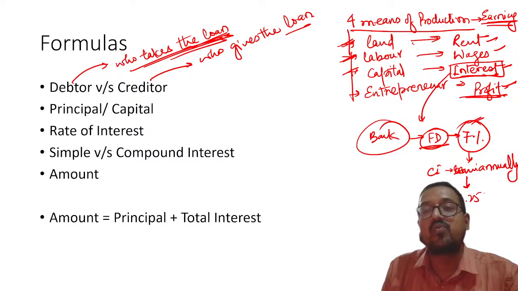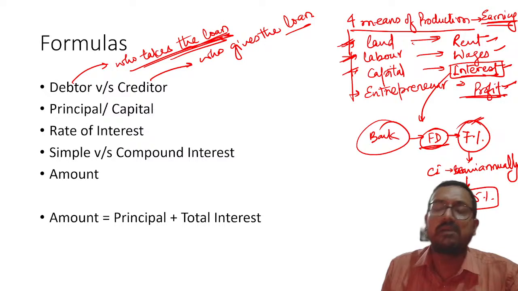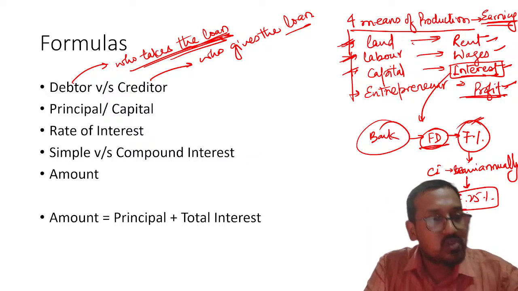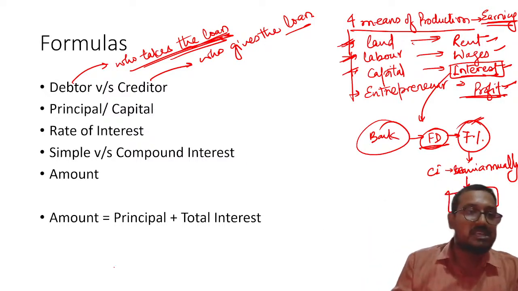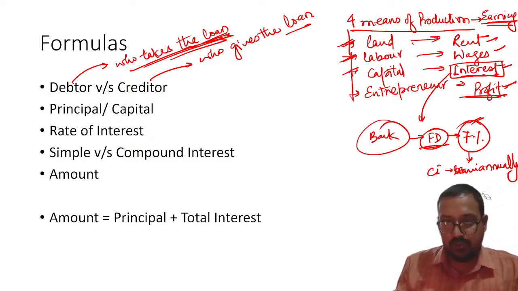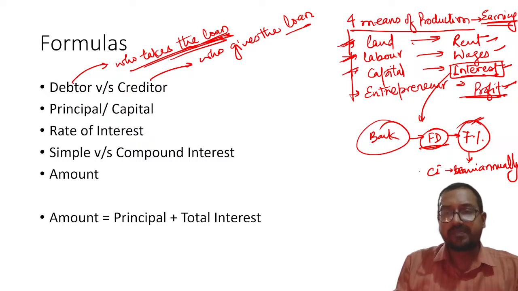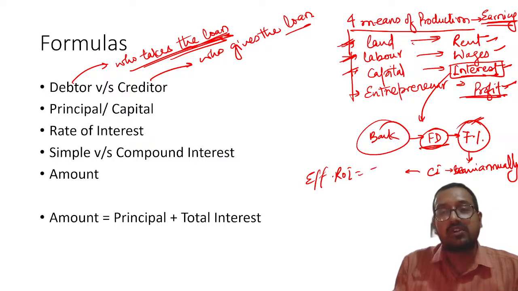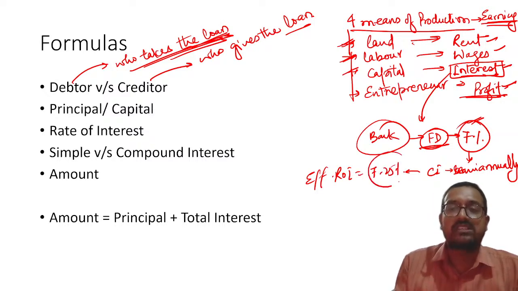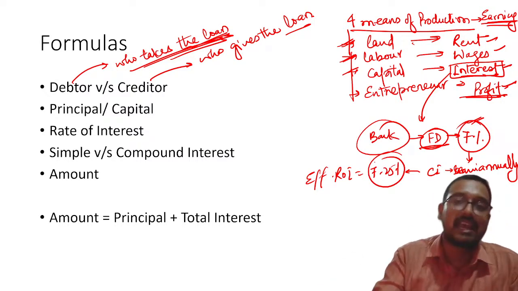Please remember, 7.25 or 7.15, that becomes the effective rate of return. That is very clearly mentioned in your FD document. Whatever document you get, they clearly mention that the effective rate of return and the rate of interest will be equal to, let us say, 7.25. For example, I am just saying, it is not exact.